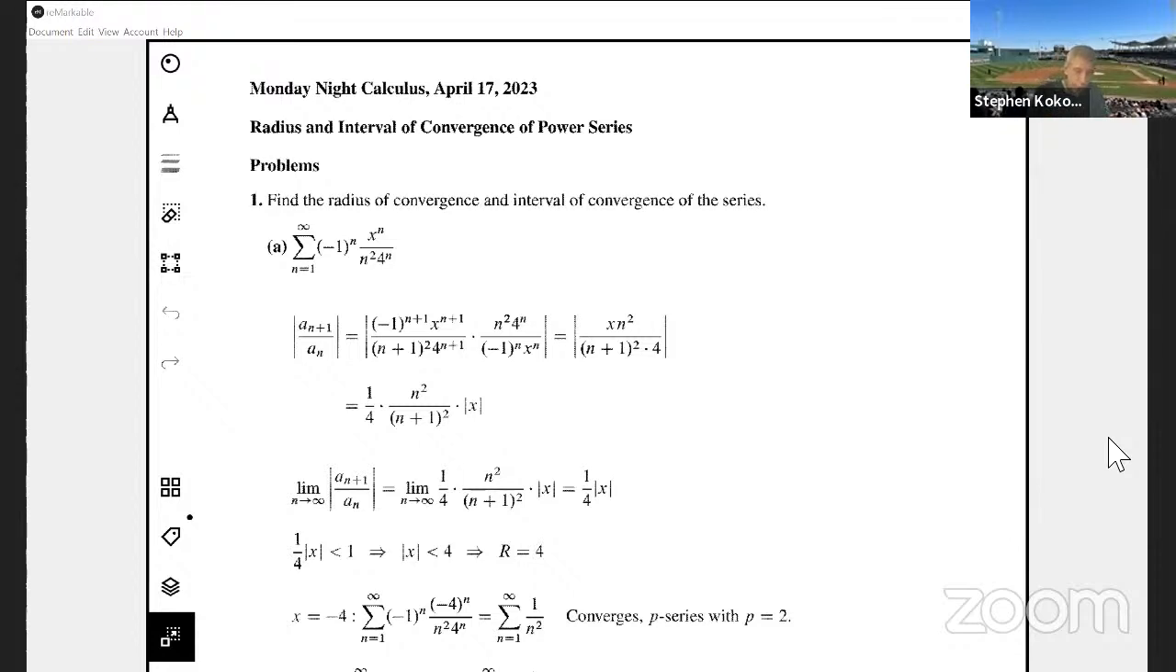We've got this power series given right here, and I'm going to start out by taking a look at the ratio, the absolute value of the ratio, a sub n plus 1 divided by a sub n. Now, Curtis, I usually do these in a two-step process. And by that, I mean, I usually take a look at this absolute value of the ratio and simplify as much as possible, and then take a look at the limit.